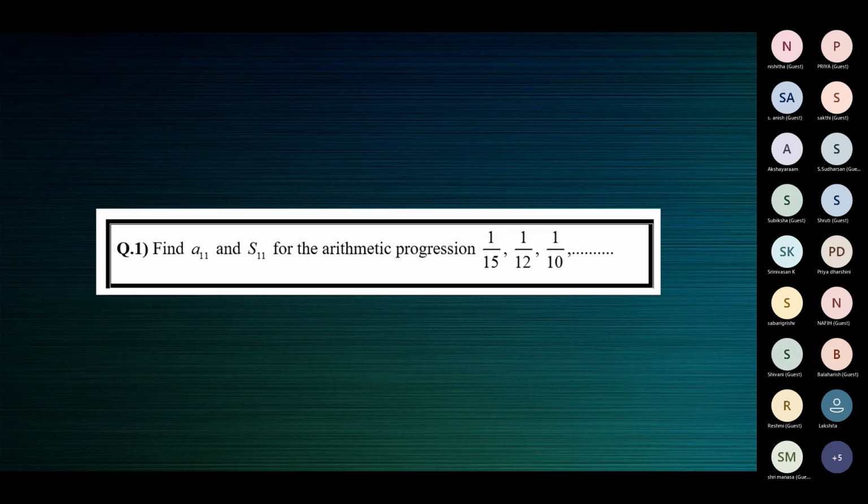So children, don't work. Listen to me first. I'll show you the answer. Well, how do we find A11? A11 meaning you should use the AN formula, AN to find any general term of the AP. AN is equal to A plus N minus 1 into D.